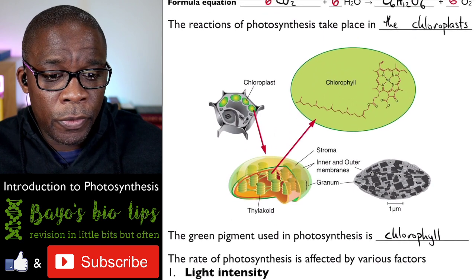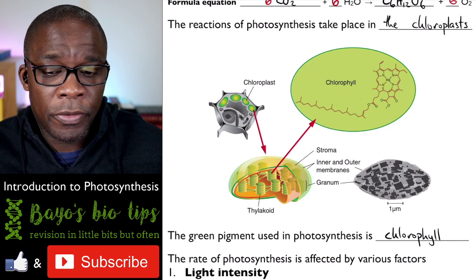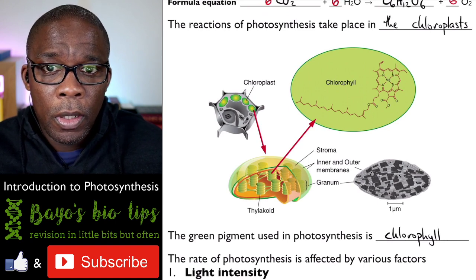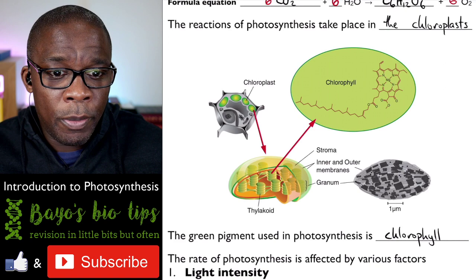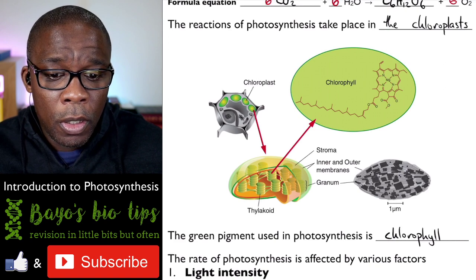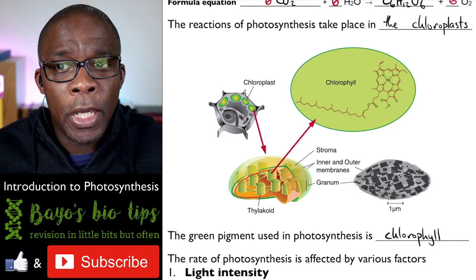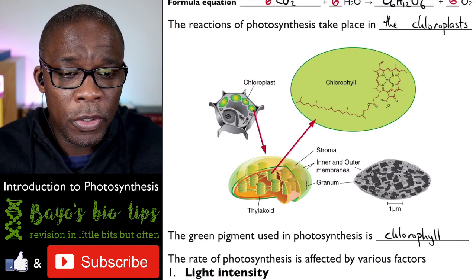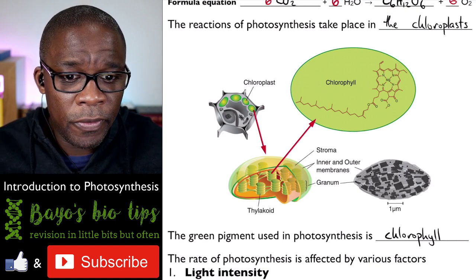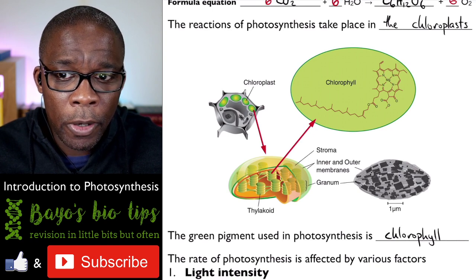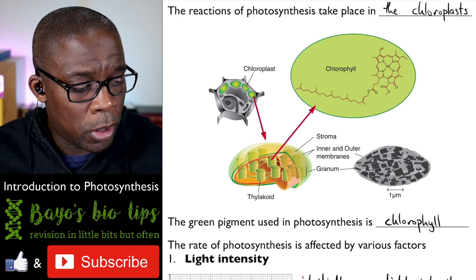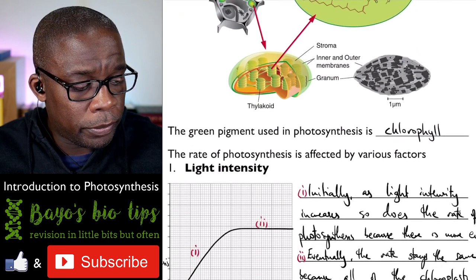The rate of photosynthesis is affected by various factors. These are known collectively as limiting factors. We'll start off with light intensity. Obviously, light is the energy source for photosynthesis, so it affects the rate at which photosynthesis takes place. But how? Let's look at what the interaction looks like.